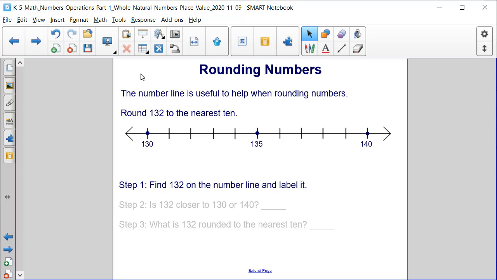A number line is a useful tool that can assist with rounding numbers. Let's round 132 to the nearest 10. The first step is to find the number 132 on the number line and label it. We have 130 and 140 separated by ones, so 132 would be right here.